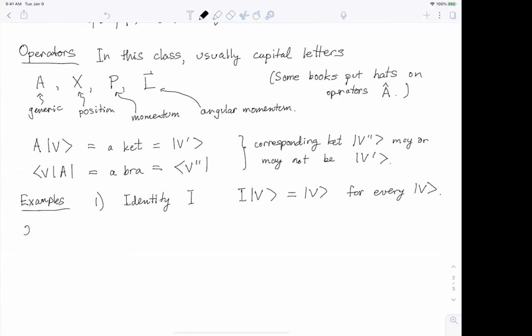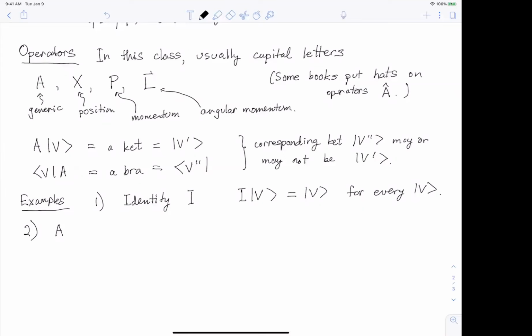Okay, another example of an operator is this. Yes, go ahead. Excuse me, Professor. In the bra one, the V, and then there's a line, there's an A, and then there's a line after A. Oh, very good. That should not be there. Oh, okay. I don't know why that snuck in accidentally. Very good.